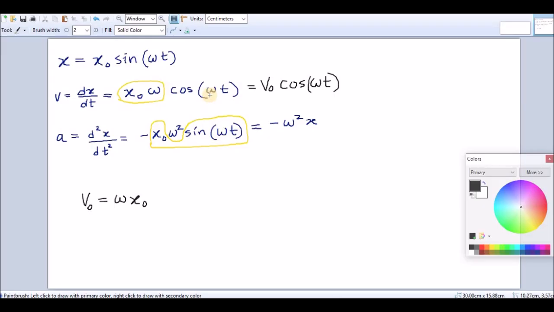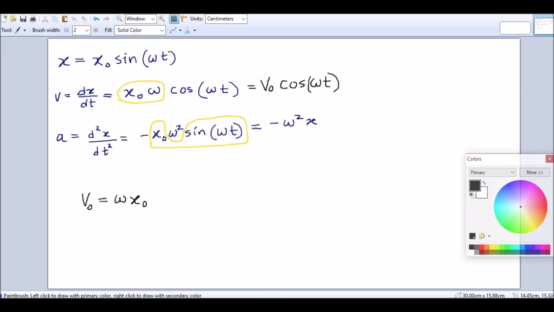Unlike what I said previously today in the explanation, there is an omega that comes out and multiplies by whatever is outside. We know that this part, which I have in the yellow border, is the same as x naught sine omega t. So I can replace this part with x. So acceleration is minus omega squared x.